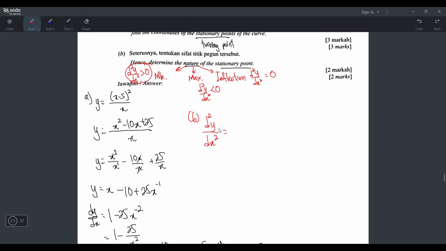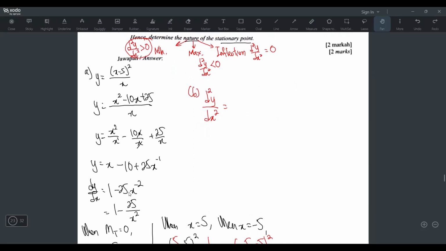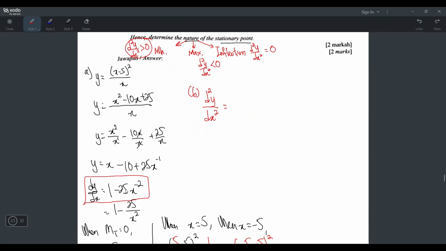What is the second derivative? It means you take the dy/dx and you differentiate one more time, because dy/dx is the first derivative. So my eyes have to look at these lines, because I'm trying to differentiate this one more time. Differentiate 1 is 0. Differentiate negative 25 x power negative 2: you take the power times the negative 25, so you get positive 50. And then the power minus 1, becomes x power negative 3, and then you can put it back down, becomes x power 3.